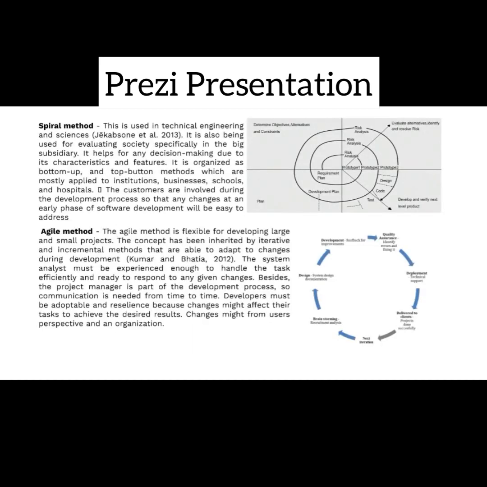And now let's move into the spiral method. This method is mostly used in technical engineering and sciences. It is also being used for evaluating societies, specifically in the big subsidiary. It is organized as bottom-up and top-down methods, which are mostly applied to institutions, businesses, schools, and hospitals.